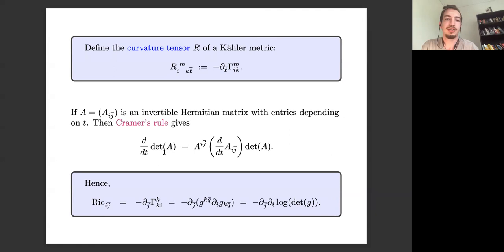Now, if I apply that to the Ricci curvature, as a contraction of the curvature, then I see this argument here. So that's just the contraction. Then via this formula here, I obtain this, but that's exactly just minus the second derivative of the logarithm of the determinant. It's clear why I don't like this argument. I don't find it very enlightening.